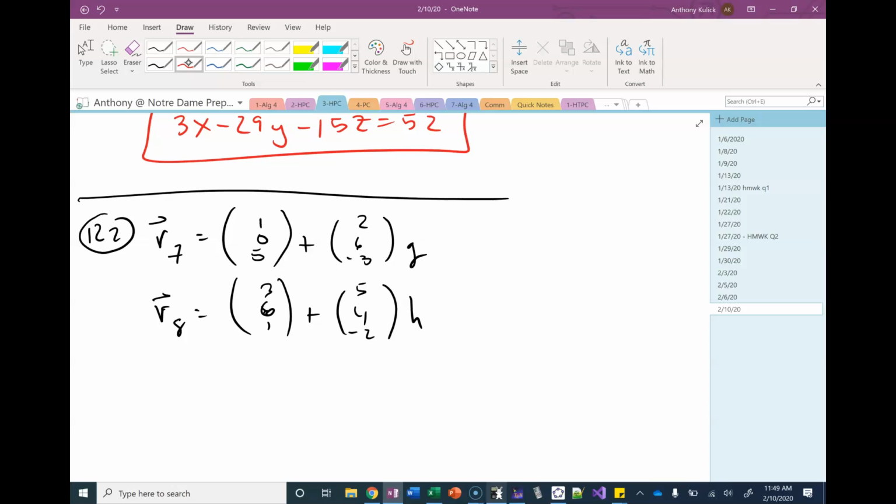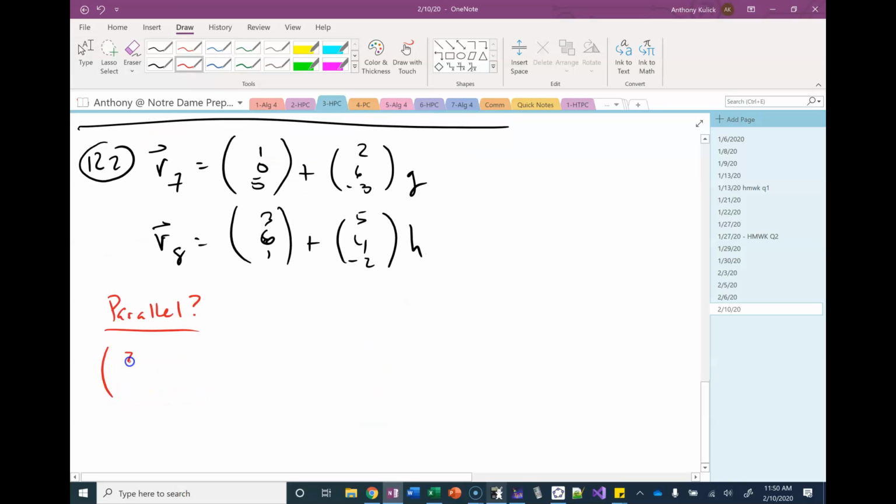So here we're looking at how these two lines interact with one another. Remember, there's 4 options here: parallel non-overlapping, overlapping, intersecting, and then non-parallel non-intersecting. Regardless of the situation, the first thing we do is check to see if they're parallel. And this is a pretty easy check. All I need to do is see if one slope vector is a scalar multiple of the other slope vector.